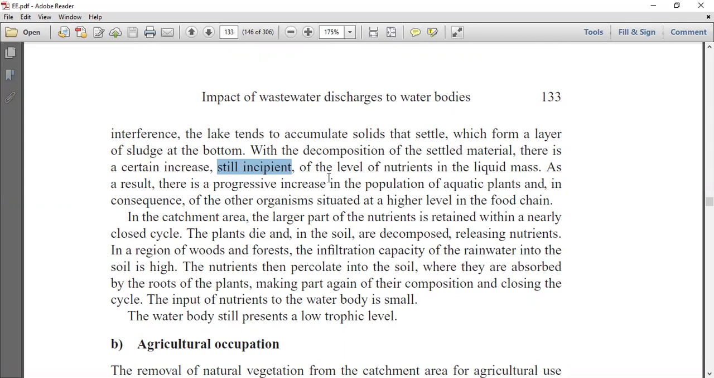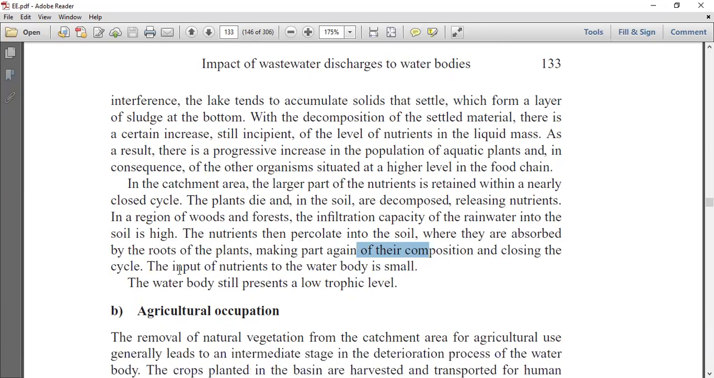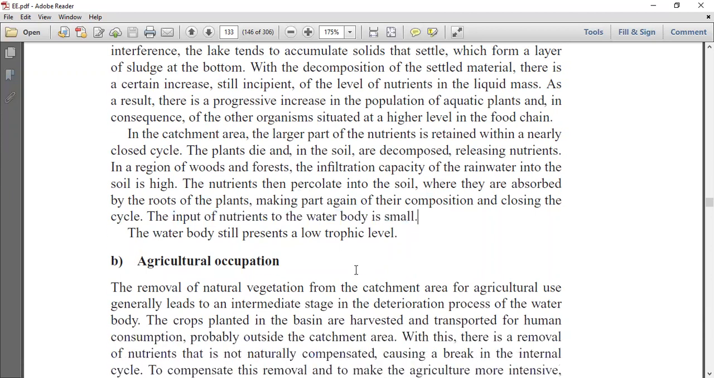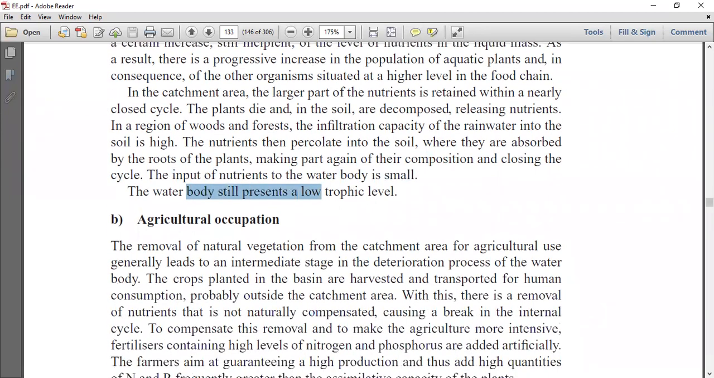As a result, there is a progressive increase in the population of aquatic plants and, in consequence, of other organisms situated at a high level in the food chain. In the catchment area, the larger part of the nutrients is retained in a nearly closed cycle. The plants die and in the soil are decomposed, releasing nutrients. In the region of woods and forest, the infiltration capacity of rainwater into the soil is high. The nutrients then percolate into the soil where they are absorbed by the roots of the plants, making part again of their composition and closing the cycle. The input of nutrients to the water body is small. The water body is still at a low trophic level.